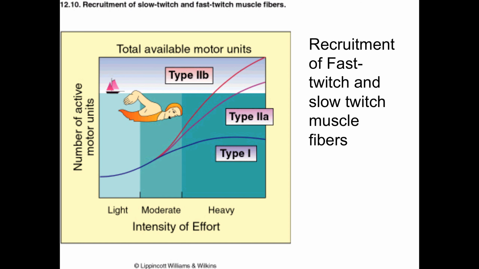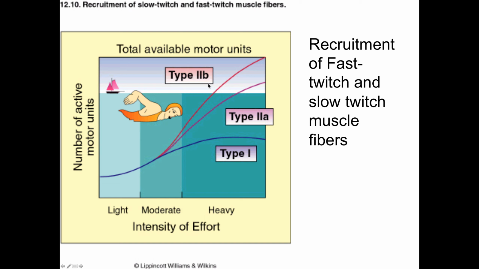This next picture is from our book, and they show the number of active motor units on the y-axis and a measurement of exercise intensity, light, moderate, and heavy, on the x-axis. To start off, in the blue line, it's predominantly type 1 fibers and the exercise intensity is light, so we don't need to be recruiting that many muscle fibers.